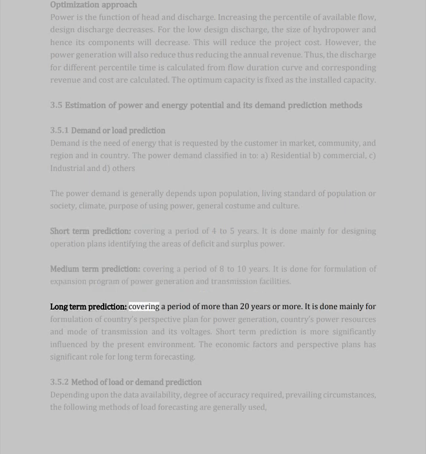Long-term prediction, covering a period of 20 years or more. It is done mainly for formulation of the country's prospective plan for power generation, the country's power resources and mode of transmission and its voltages. Short-term prediction is more significantly influenced by the present environment. The economic factors and prospective plans have a significant role for long-term forecasting.